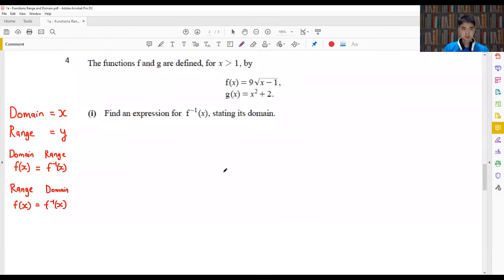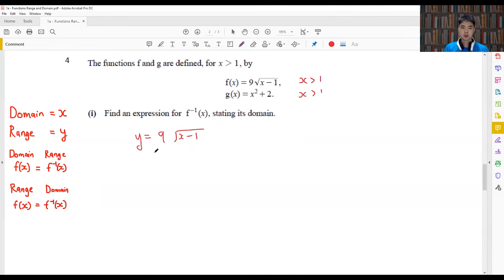Looking at another example question, the functions f and g are defined for x more than 1. For this question, they stated that both of them have to be values of x more than 1. Find an expression for f inverse, stating its domain. Now, to find the inverse of f(x), what we're first going to have to do is let y equal the equation over here.